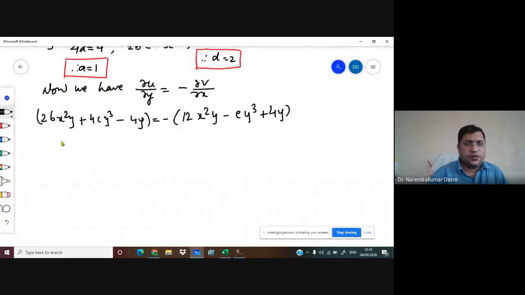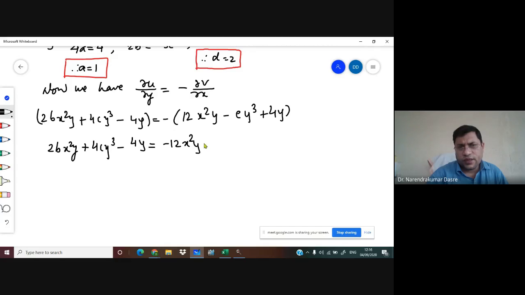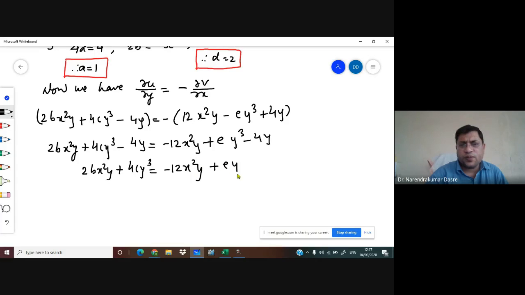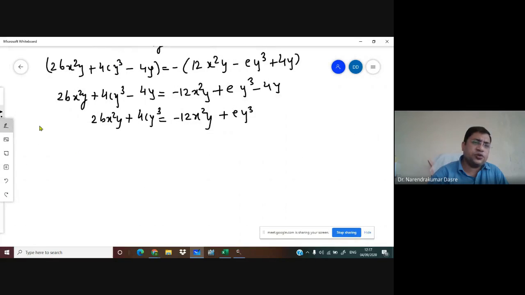Now simplify this. When you simplify, we'll get 2bx square y plus 4cy cube minus 4y is equal to minus 12x square y, and here we have minus minus plus ey cube and minus 4y. So we can write 2bx square y plus 4cy cube is equal to minus 12x square y plus ey cube. And here we can compare the coefficients on both sides.